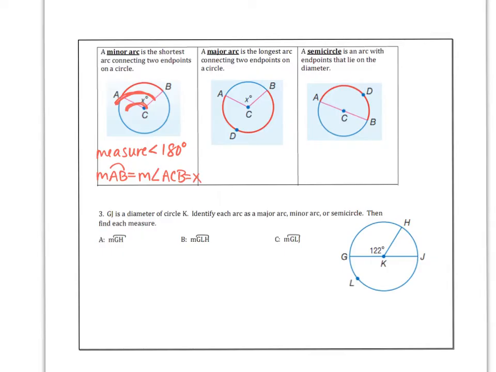Let's talk about a major arc. So a major arc is the longest arc connecting two endpoints on a circle. So you can see on this circle, this arc over here, ADB, goes around the longest distance between A and B. And so if I was going to describe a major arc, major arcs are always going to be greater than 180 degrees. So their measure will be greater than 180 degrees. They will go more than halfway around a circle.